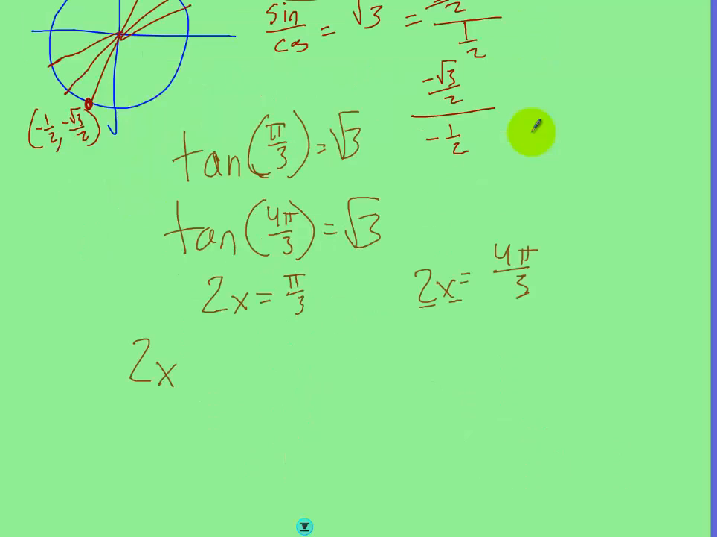Now here's the neat thing. 2x equals pi over 3 plus 2n pi, and 2x equals 4 pi over 3 plus 2n pi.